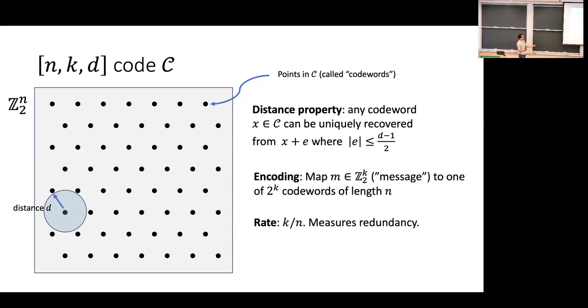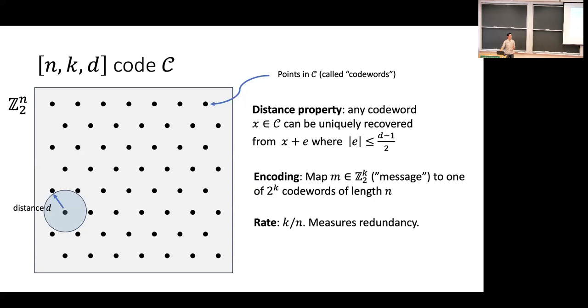The way you encode is you take your message m, which is some vector in Z2 to the k, and you map it to one of these points. There's a bunch of things that you would like to be large. One is the distance, because that governs how much noise and how many errors you can tolerate. The bigger the distance, the more noise you can handle. You would also like the rate, or k over n, to be as large as possible, because the difference between n and k is basically how many more bits of redundancy you're adding. So you want k over n to be a large number.